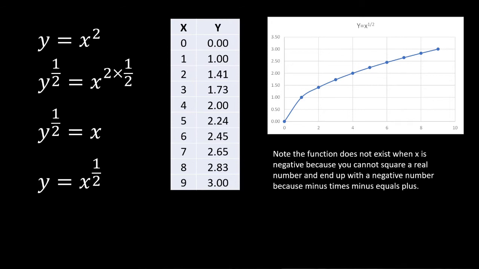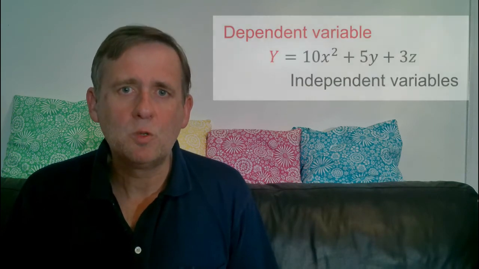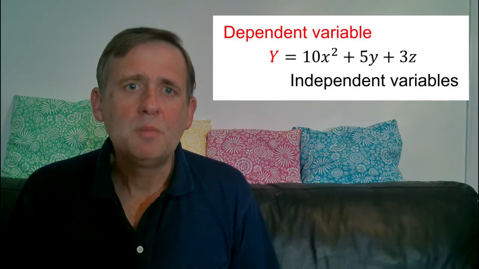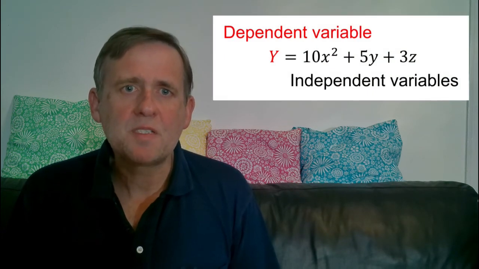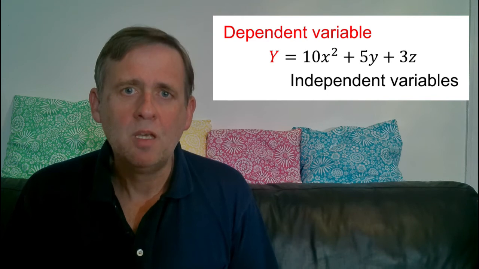Yet of course we can go further. We can create functions with any number of independent variables. The variables on the right side of the equation are called independent variables because we set the values, whereas a dependent variable on the left side is controlled by, or depends on, the other variables in the mathematical function.